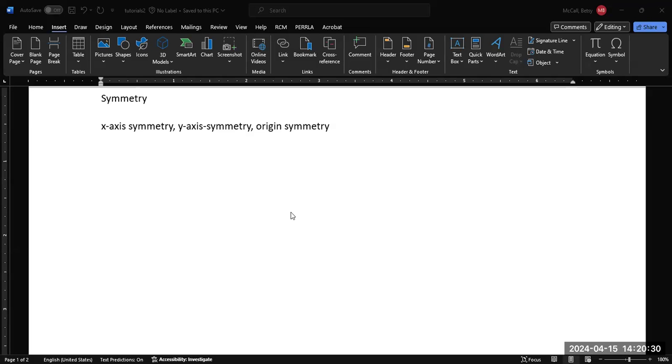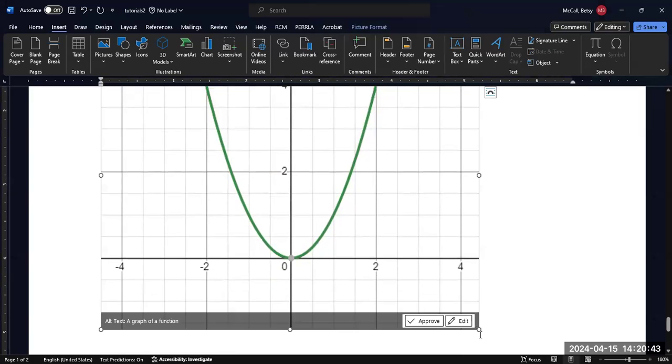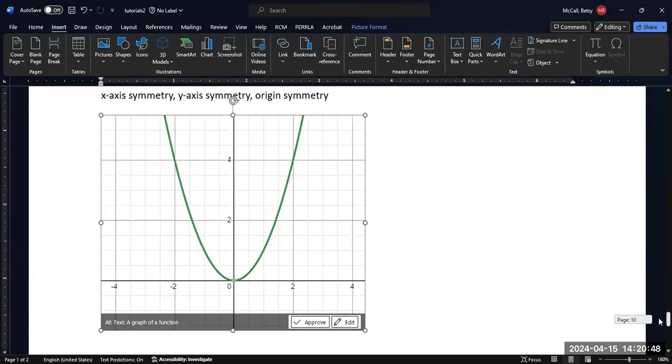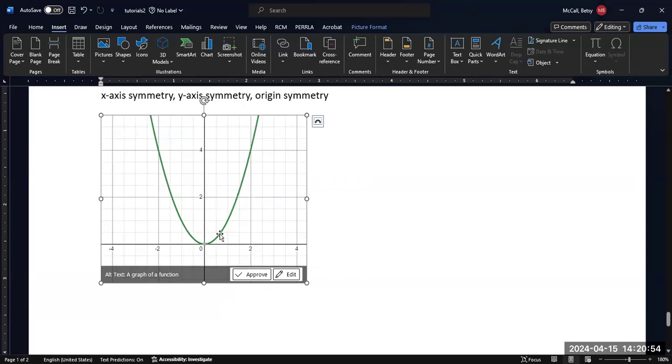Now, if we have an example of, let's say, y-axis symmetry, then what we're saying basically is that the graph looks the same on either side of the y-axis. And so an example of that would be something like this, where we have this parabola, and you can see that on either side of the y-axis, the coordinates are happening at exactly the same place. They have the same y value on either side of the y-axis.